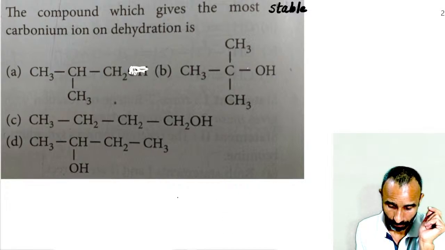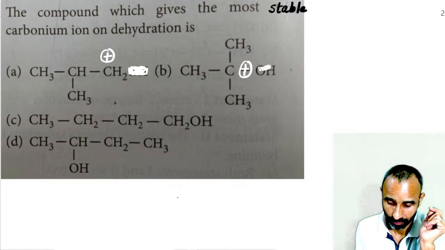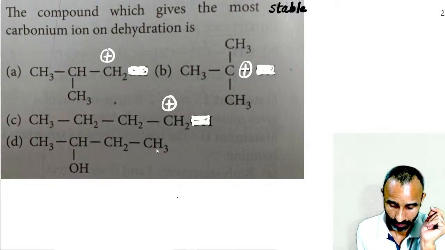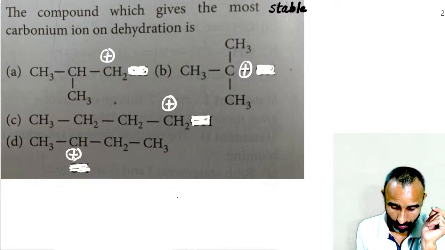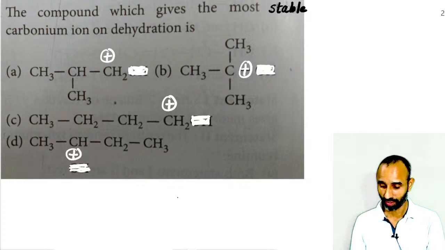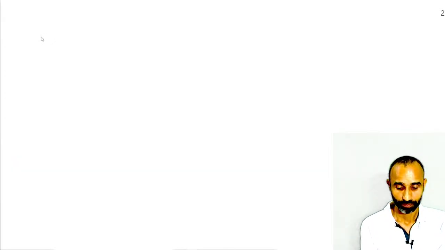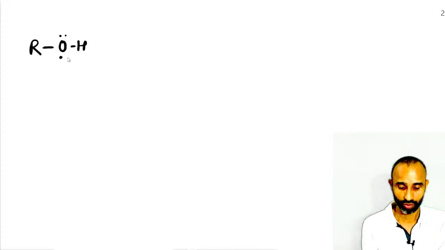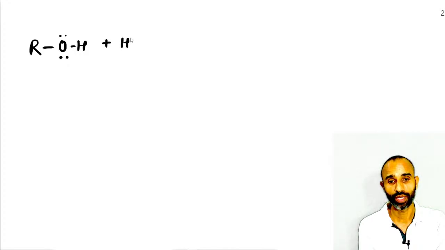Sir, I think option D will be correct. So there is a formation of carbocation. Sir, but where did the hydrogen get taken from? Because it is understood that whenever we have carbocation and we are talking about dehydration, it should be concentrated H2SO4.